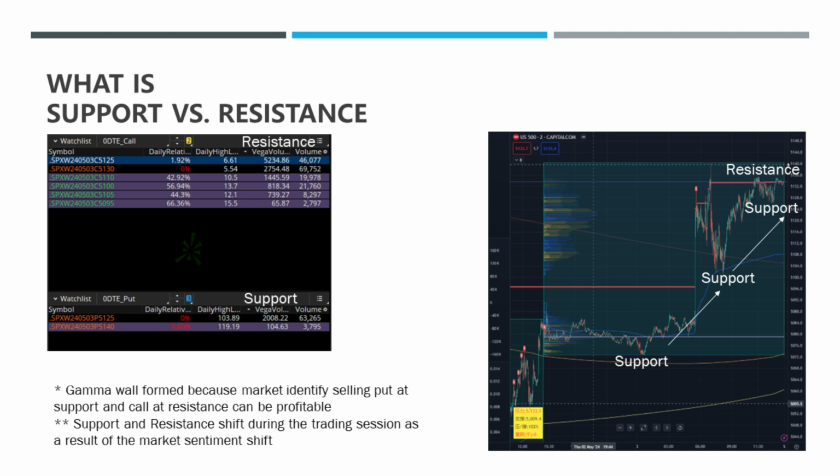Right. Because I go into the psychology behind it later. So we understand the whole support and resistance. That should not be new.